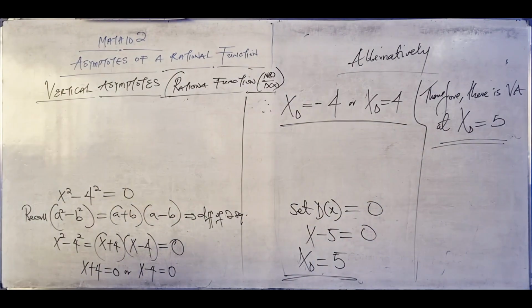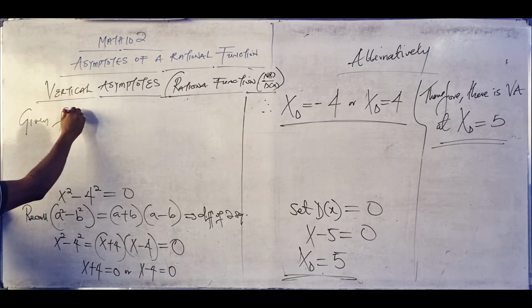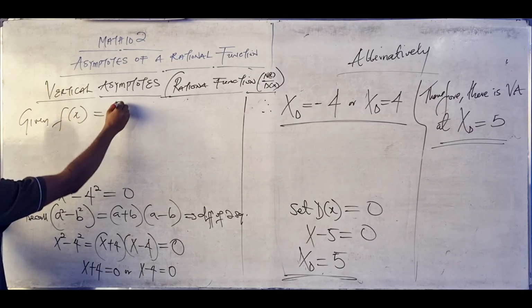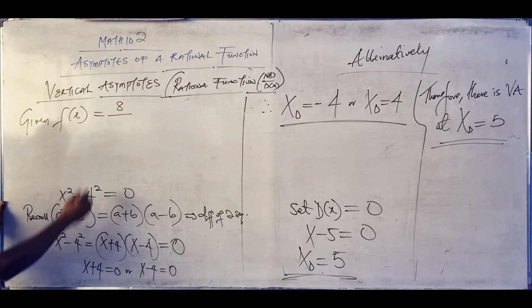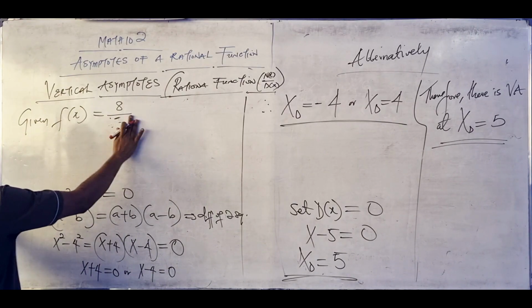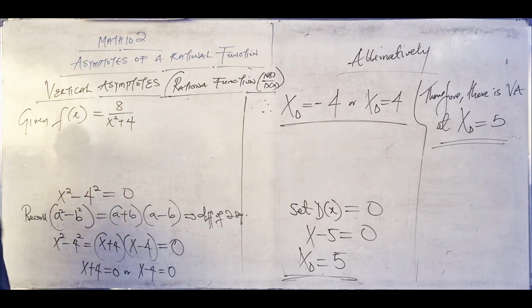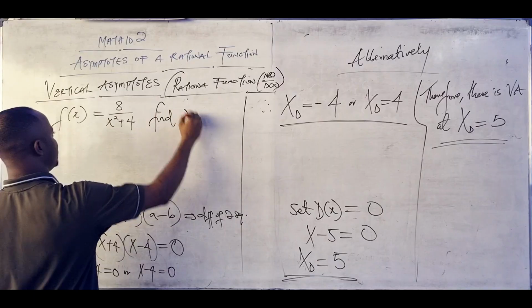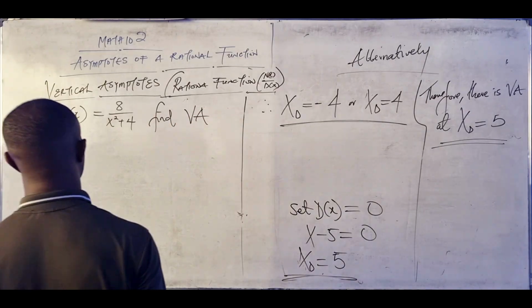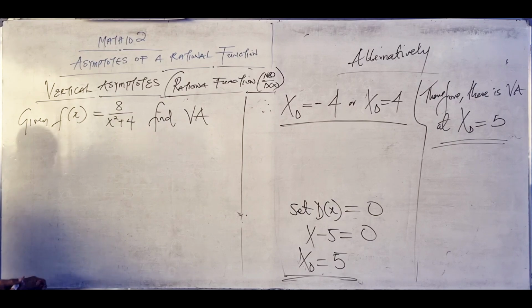Final answer. What if we are given that f of x is equals to 8 over x squared plus 4? Find the vertical asymptote. There's nothing like sum of two squares. So please take note.